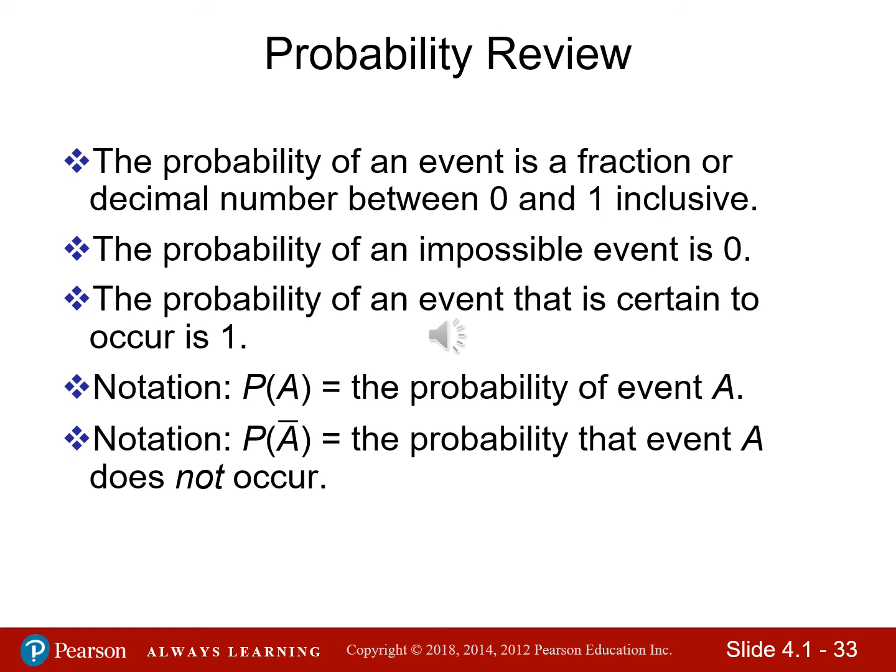We use the notation P(A) is equal to the probability of event A occurring. The notation P(A bar) is the probability of event A not occurring.